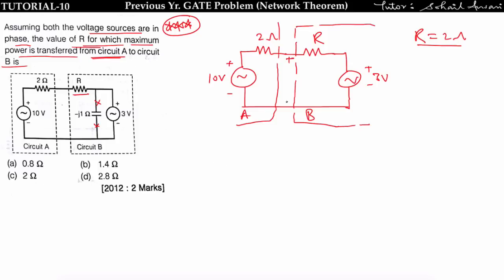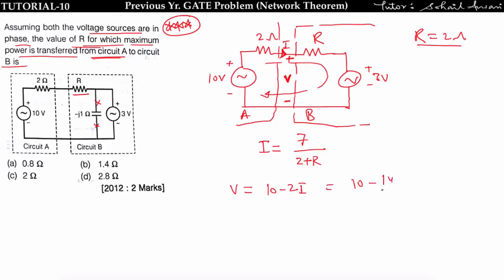So I am considering here that the voltage V is at this point. Now find current I, and I am considering that current I is flowing from circuit A to circuit B. Now apply KVL here. If you apply KVL, then you will get I equal to 7 by the total resistance, which is 2 plus R. Now find voltage V, which is equal to 10 minus 2I, that is equal to 10 minus 14 by 2 plus R.